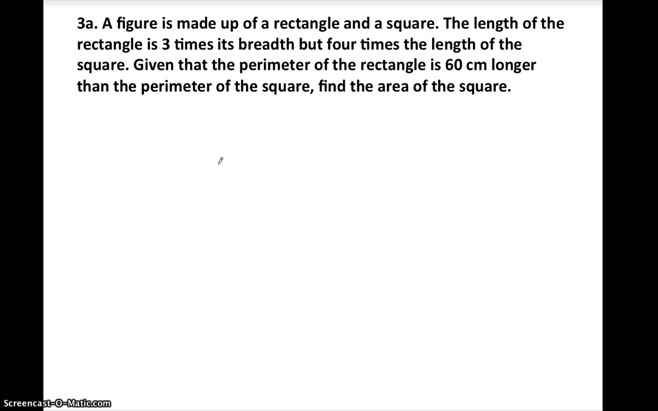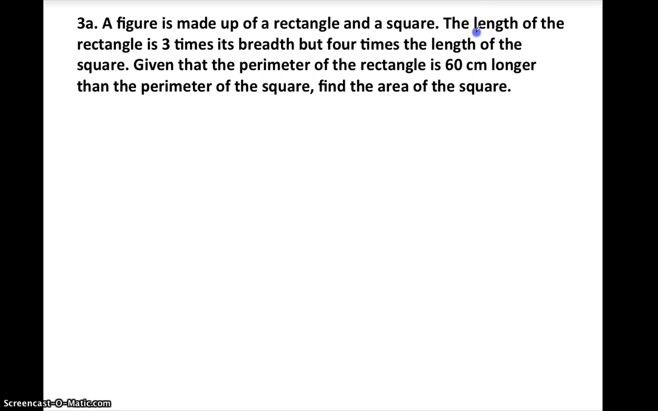Now this question is found in your Get Me Thinking book. It looks challenging because there's a figure given, but the concept still remains. A figure is made up of a rectangle and a square. The length of the rectangle is 3 times its breadth, but 4 times the length of the square. Now if you're confused, slow down. I'll break up the question for you.